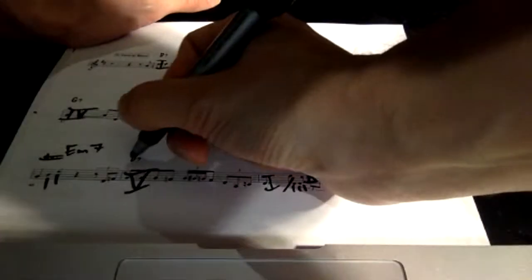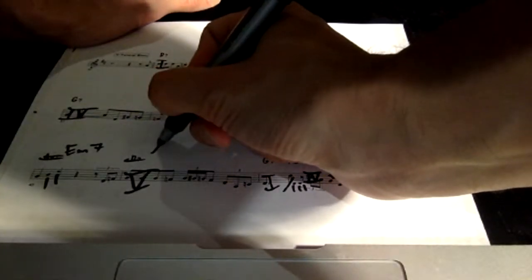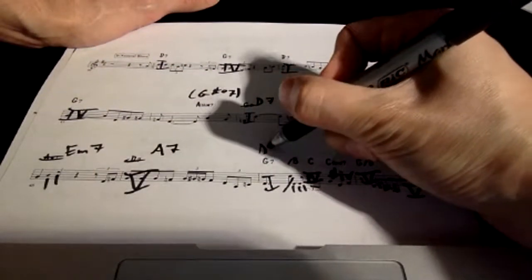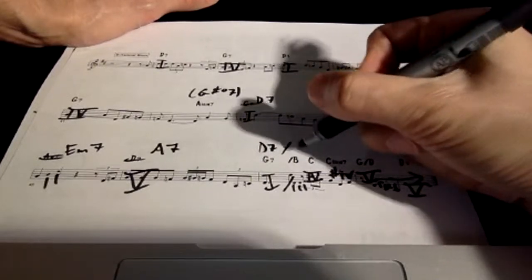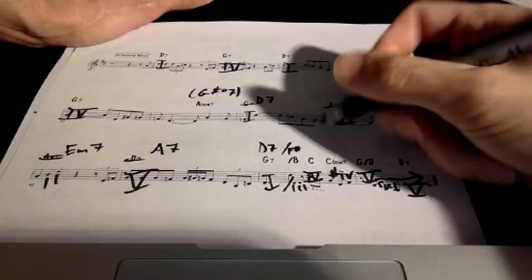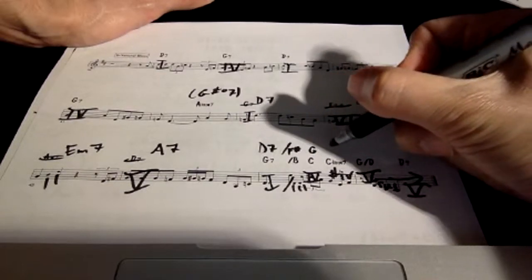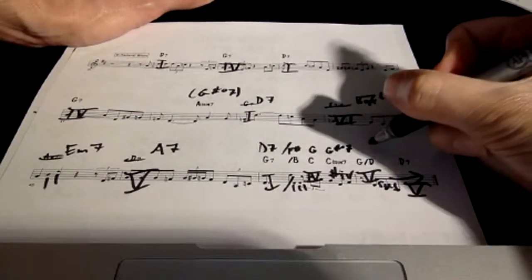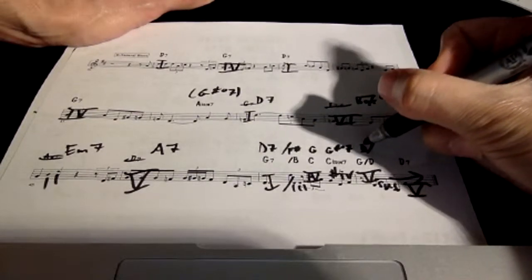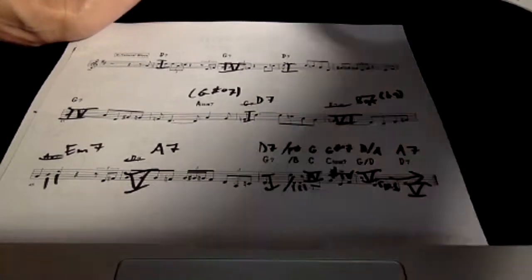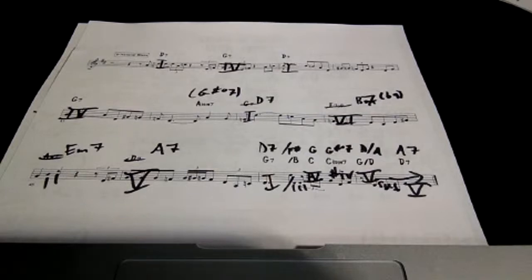E minor 7. This should be our A7, and then we should have D7, and then in the next beat over F sharp, and then we should have G, and then G sharp diminished 7, followed by D over A, and then just A7. So there you have it. That is the analysis of our blueses.